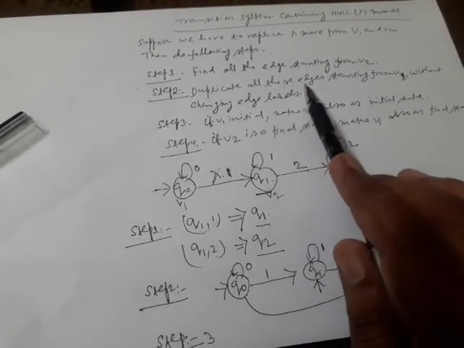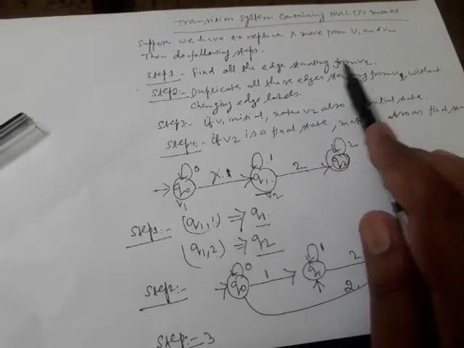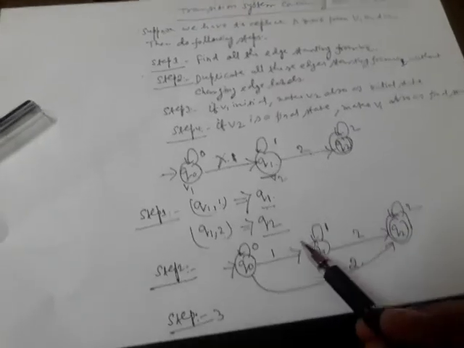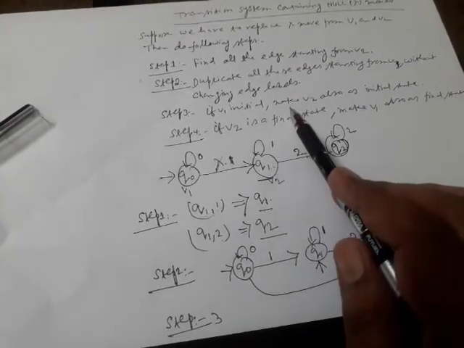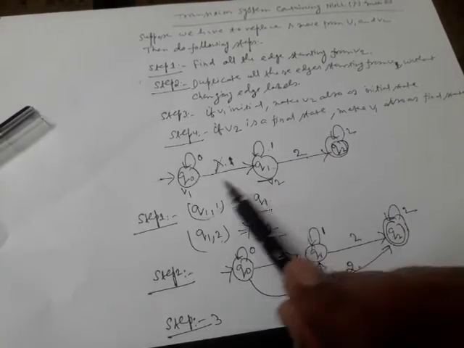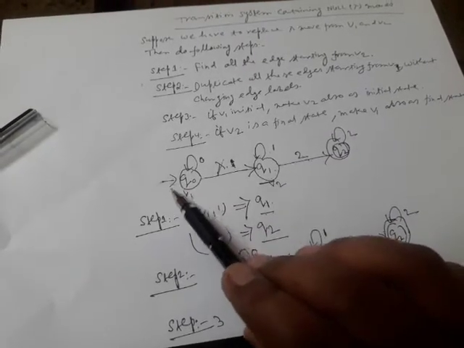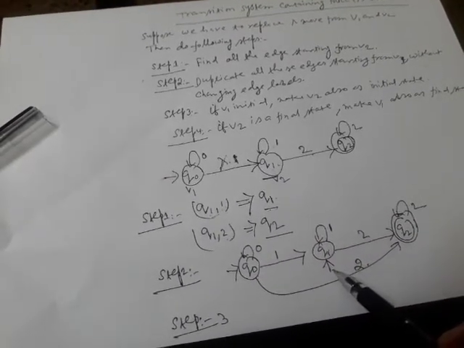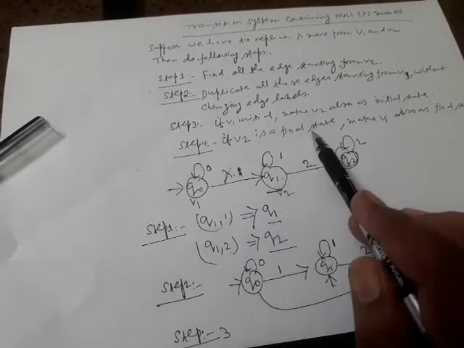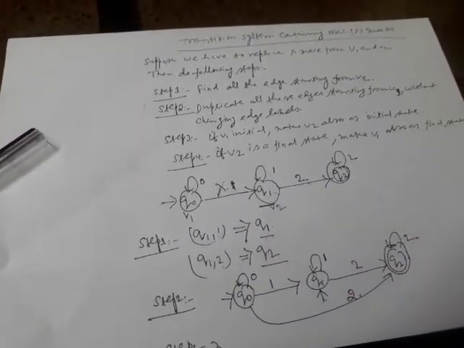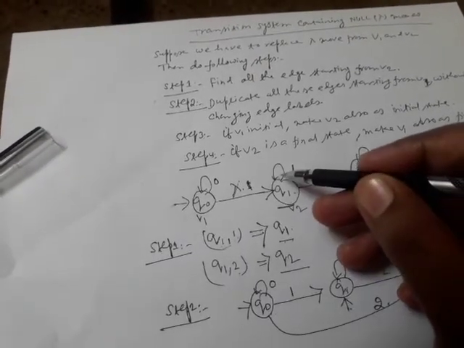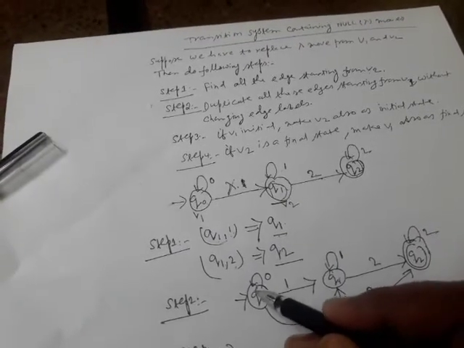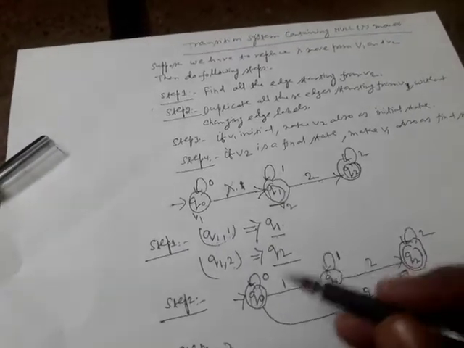So the second step says that whatever edges start from v2, we have to copy them from v1. The third step says that if v1 is the initial state, make v2 also an initial state. If it is an initial state, you can mark it, so you have to make this one also the initial state, with the arrow symbol. Step number 4 says that if v2 is the final state, make v1 also the final state. Suppose it is a final state, then you can also make this one a final state with a double circle.